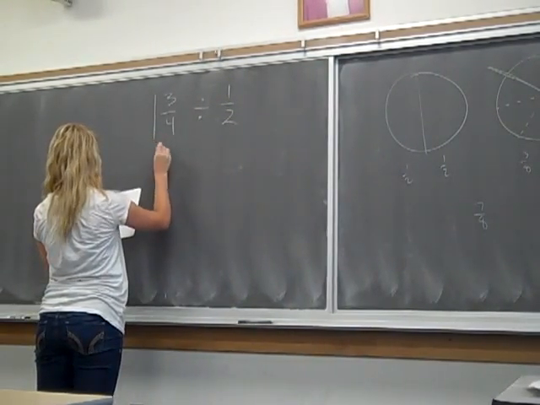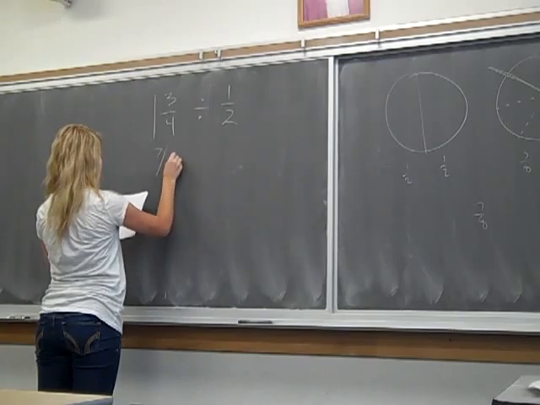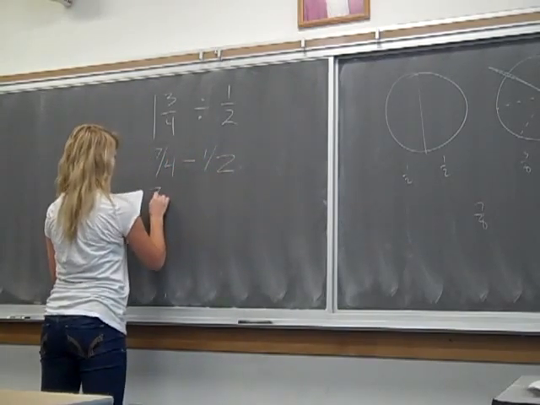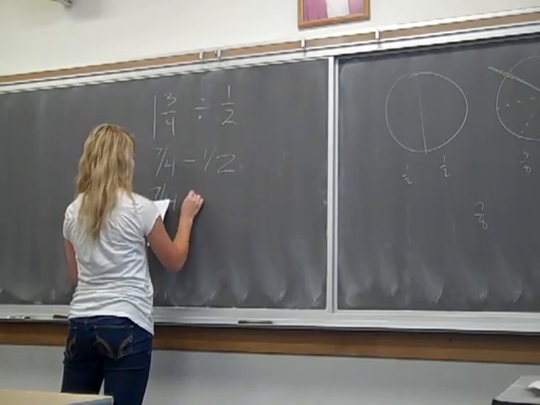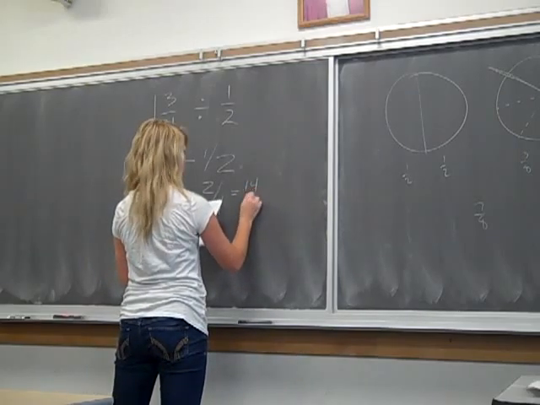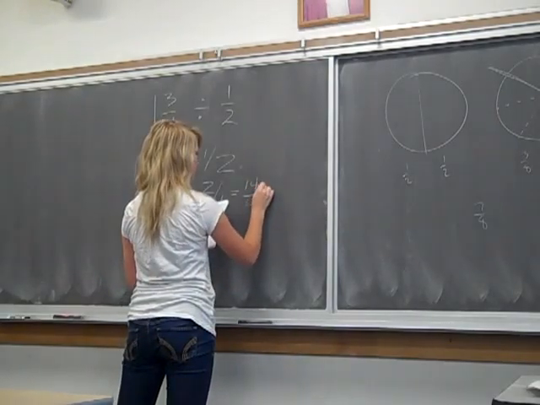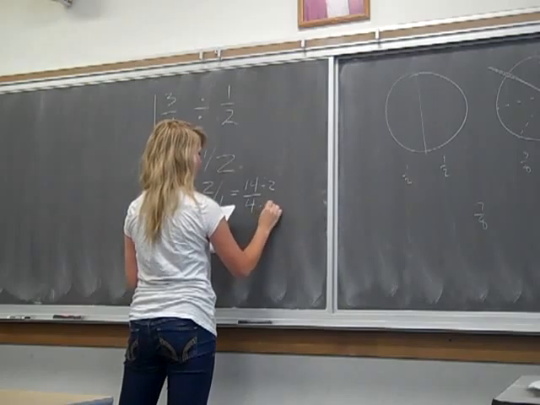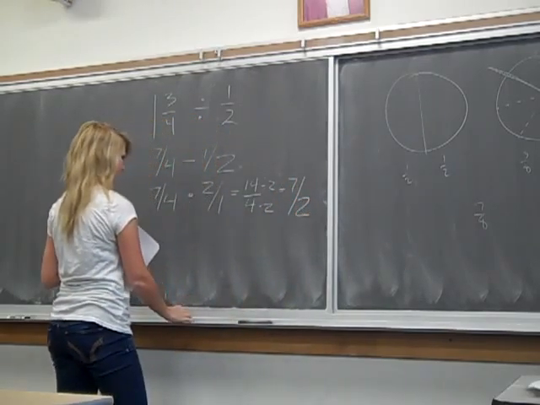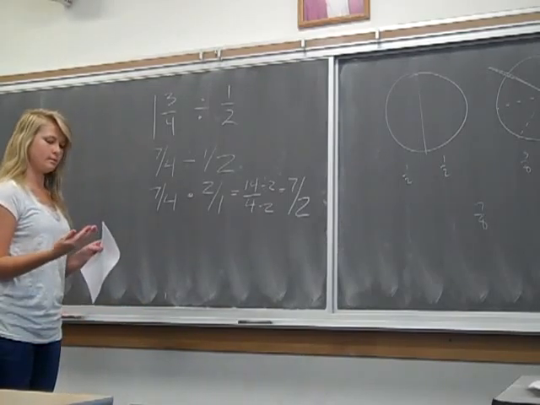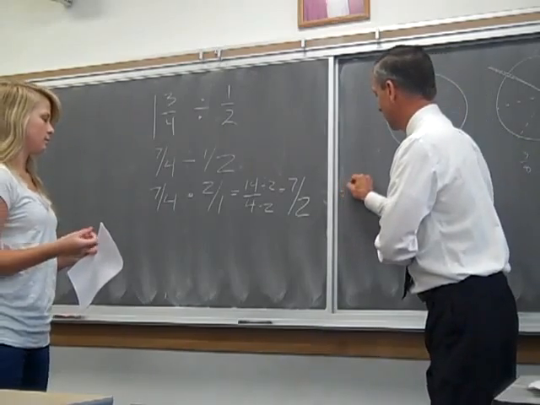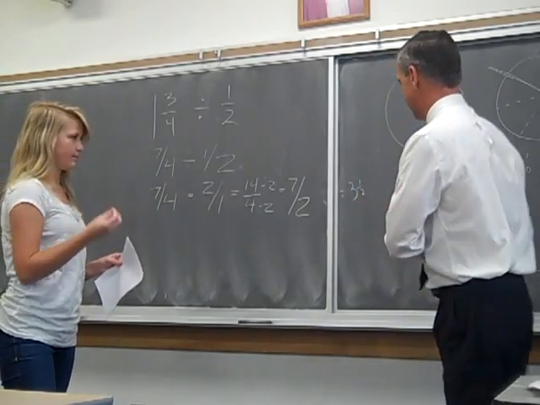I changed this to 4/4 divided by 1/2. And I did 7/4 times 2/1 equals 14/4 divided by 2 equals 7. And what is 7/2? 3.5. This is equal to 3.5.